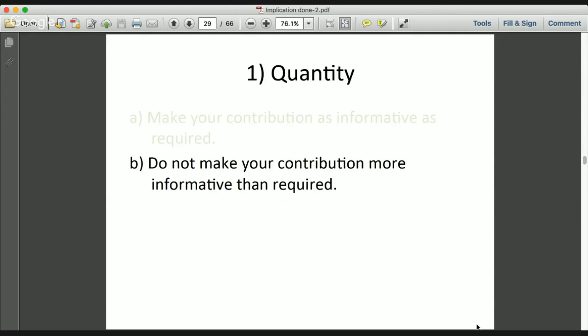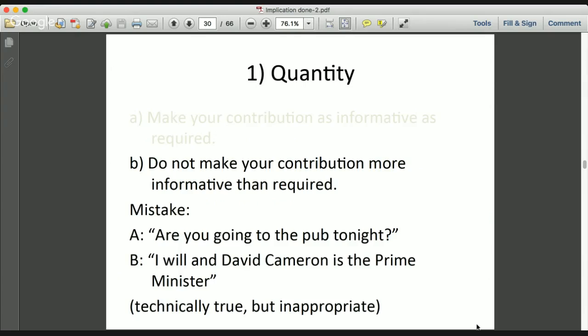Don't make your contribution more informative than required. "Are you going to the pub tonight?" "I will, and David Cameron is the Prime Minister." Again, technically it's true. "I will" is all that was required, and tagging on any other true thing still results in a true conjunction: true and true means A and B is true. So tagging on "David Cameron is the Prime Minister" doesn't change the truth value, and there's no logical problem with that, but it's inappropriate again. I'm not asking whether David Cameron's the Prime Minister, I'm asking if you're going to the pub tonight. So there are ways of going wrong in answering this that aren't logical ways. They're informal rules of conversation.